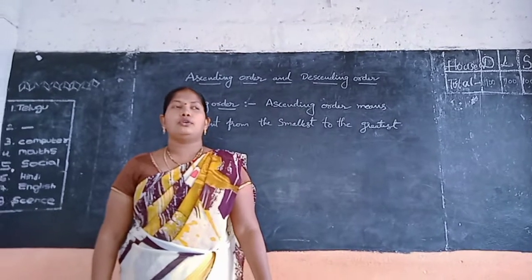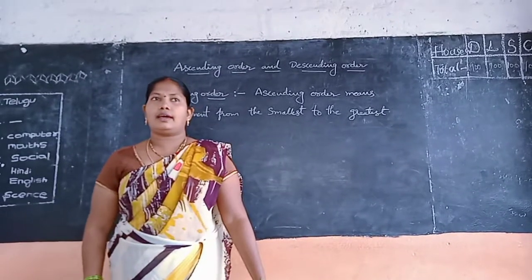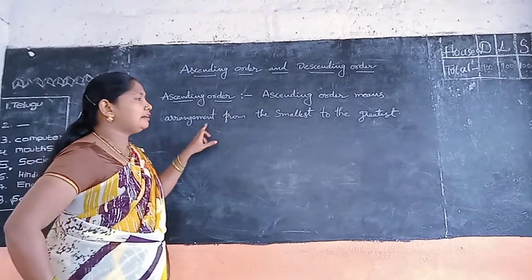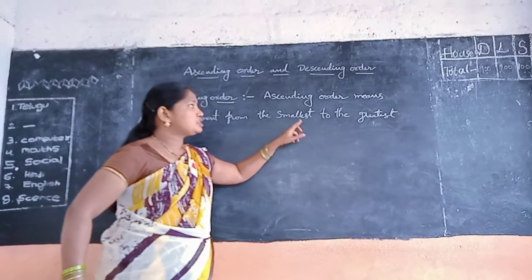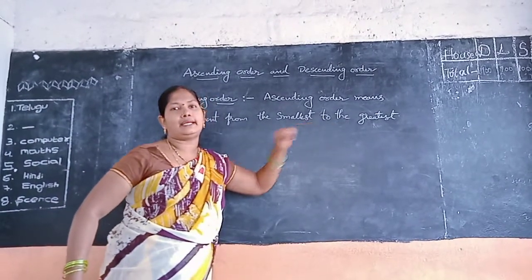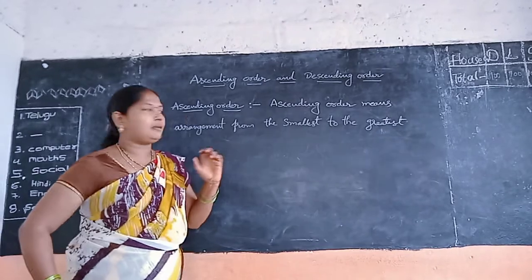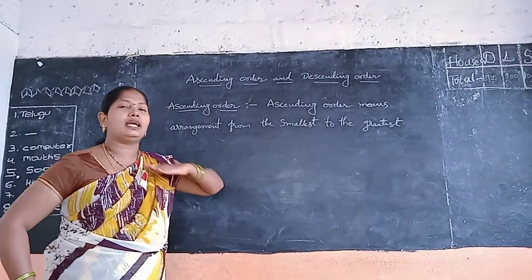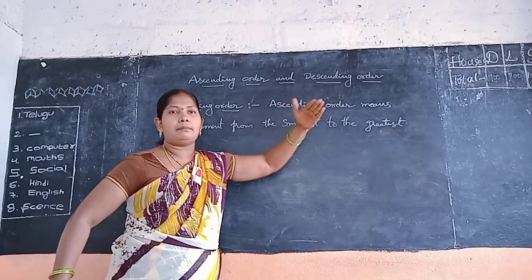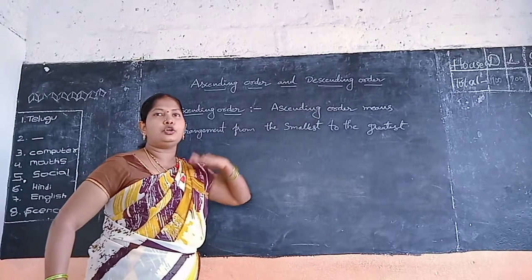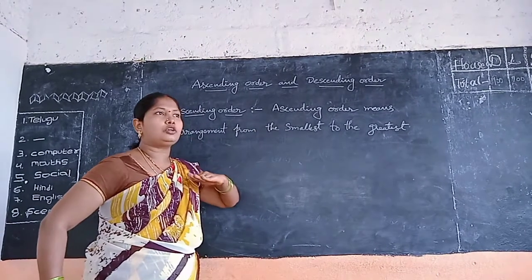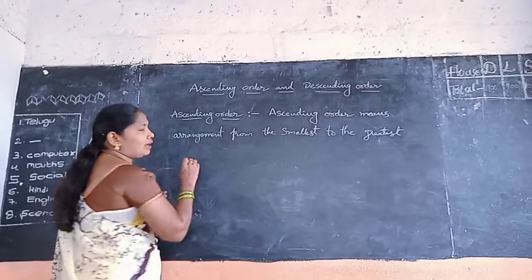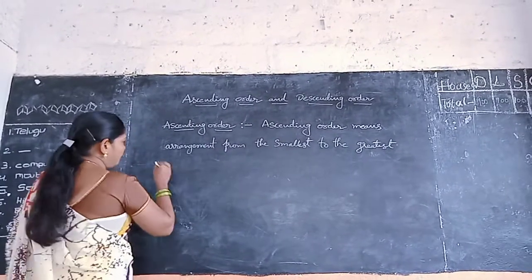First of all, you learn ascending order. Ascending order means arrangement from the smallest to the greatest. The smallest to the greatest number means small number to big number, like that. Okay, I will do one example.